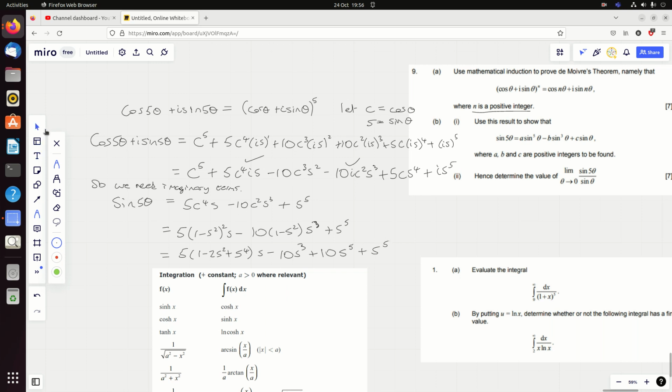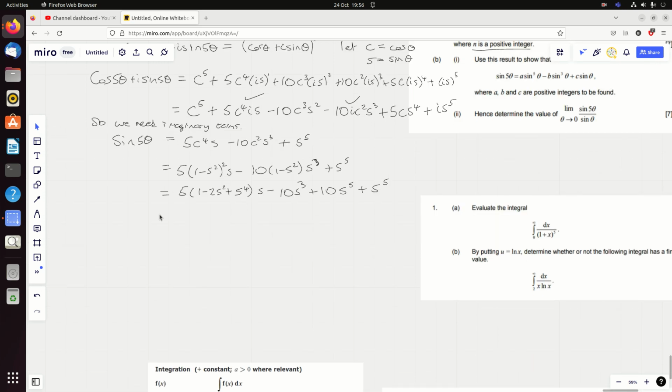Always running out of space here, aren't I? Move that down a bit. I need that for the integrals later.